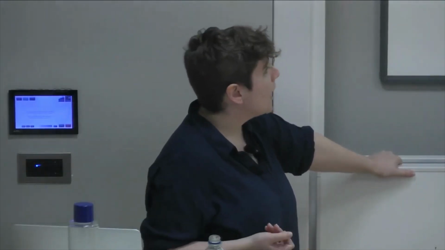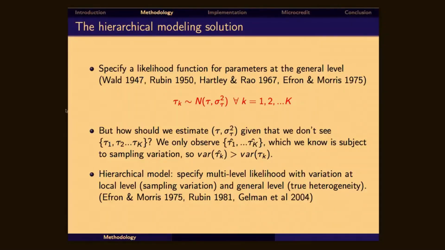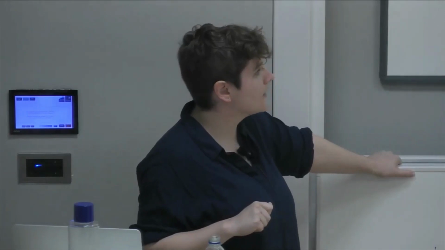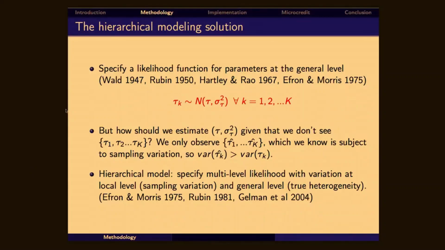The problem is that you don't see the tau k draws. You see a noisy signal of those draws. And you know that those tau k hats, these point estimates, are subject to sampling variation. And so by the law of total variation, the variation in those observed estimates is strictly larger than the real variation in the underlying effects. The reason is that if I could rewind the clock and do exactly the same study in the same place at the same time, I would get a different answer because of sampling variation. That propagates up to the cross variation. We want to get rid of that part of the cross variation. We're not interested in that.